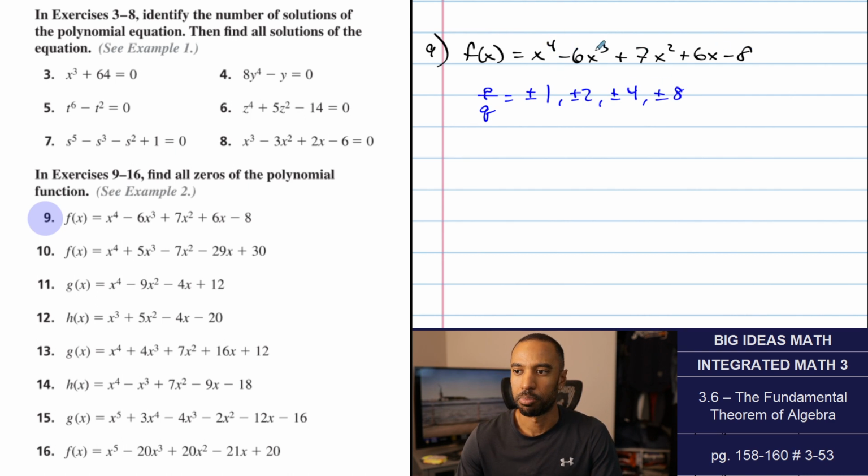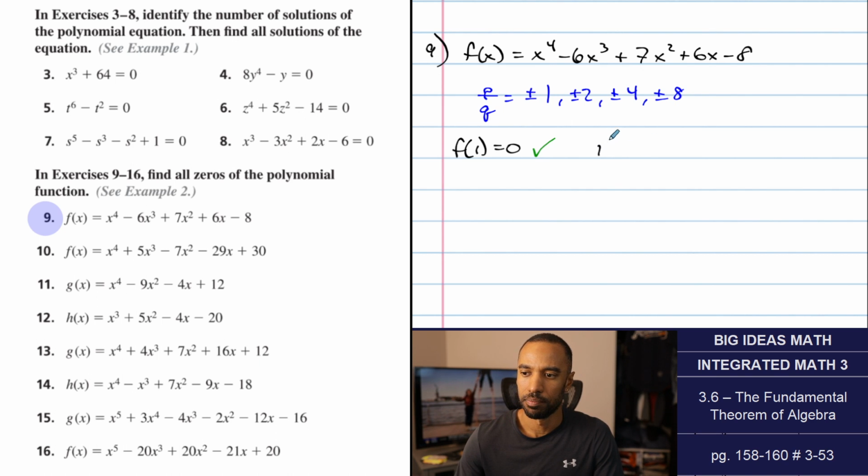Now, a lot of times I try and plug in 1 and negative 1 by myself before resorting to maybe some calculator work. Well, if I plug in 1, you get 1 minus 6, which is negative 5, plus 7, which is 2, plus 6, which is 8, minus 8, which is 0. So 1 works. f of 1 equals 0 means we have one of our rational roots right there.